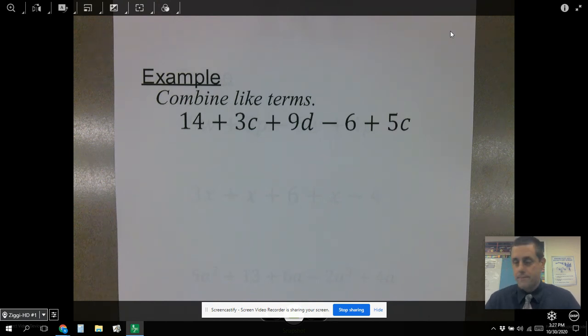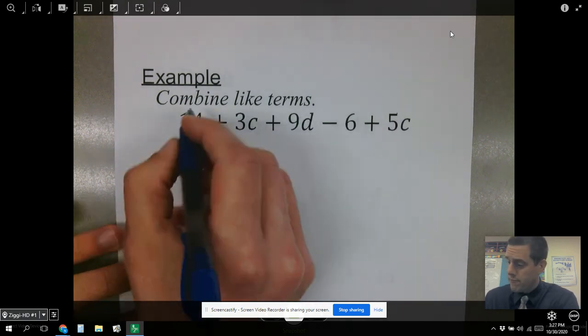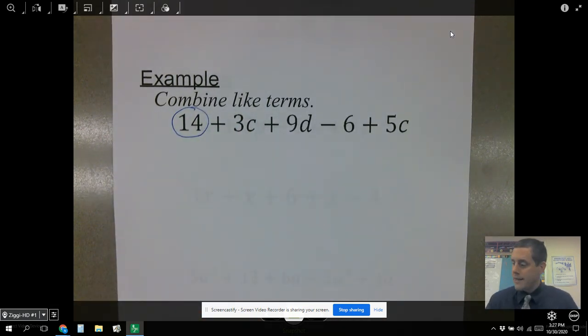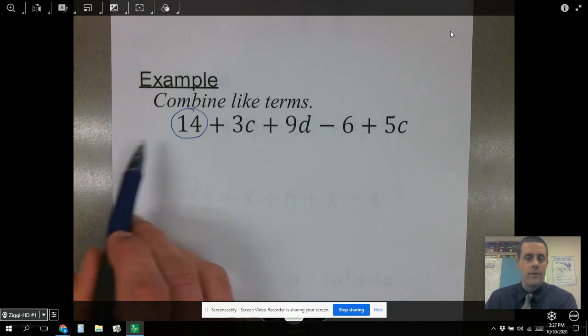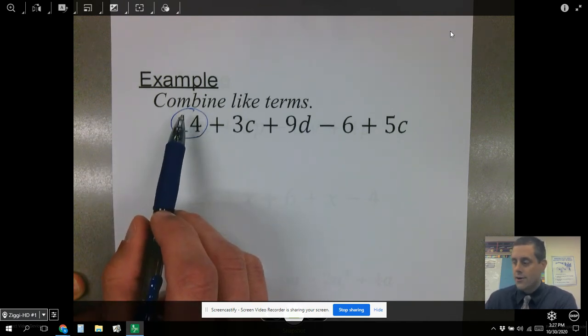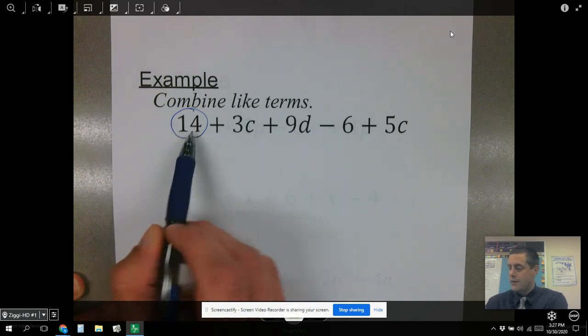Let's try this out. Our very first term is a 14. I'm going to circle it. And 14 is a constant term, meaning it is just a number. It does not have a variable. It does not have a power. And I want to place a circle around any other constant term, any other term that is like the 14.